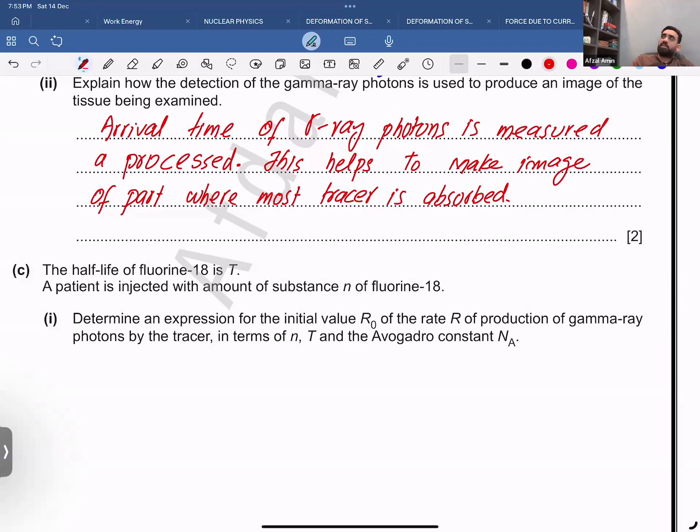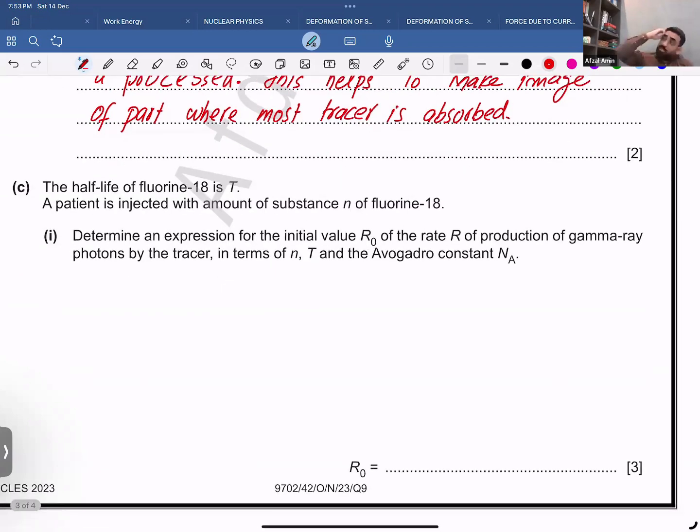N is the amount, which is in moles. T is the half-life. N A is Avogadro's number. So, my dear students, can you tell me first of all the two equations involving lambda? A is equal to lambda N, and lambda is ln 2 over capital T. Now this is going to help you in terms of N and R.